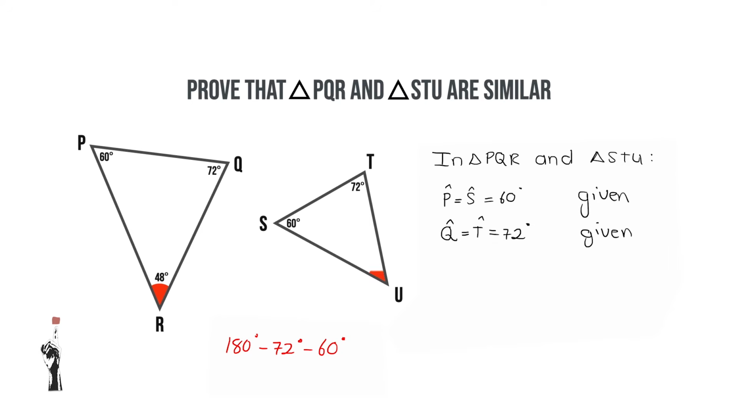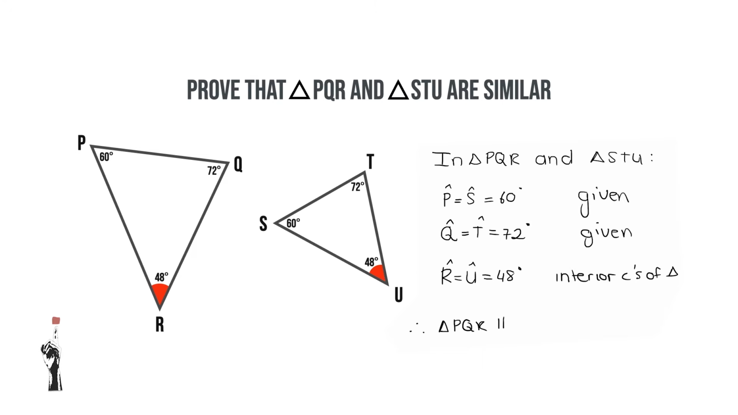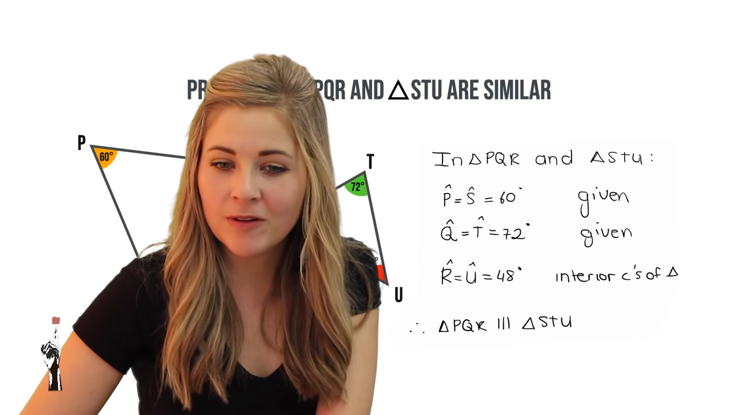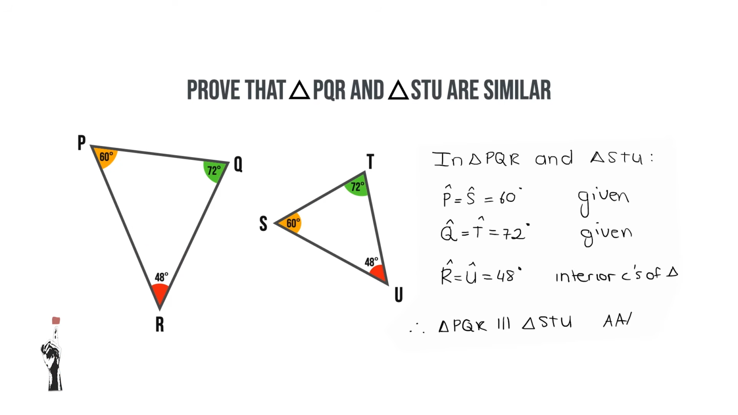The same goes for angle U, which will also be 48 degrees since the interior angles of a triangle are equal to 180 degrees. Therefore, I can write that angle R is equal to angle U, which is 48 degrees, with my reason, interior angles of a triangle. Therefore, triangle PQR is similar to triangle STU, with my reason that I have proved 3 pairs of corresponding angles equal. Angle, angle, angle. Once again, the order is extremely important.